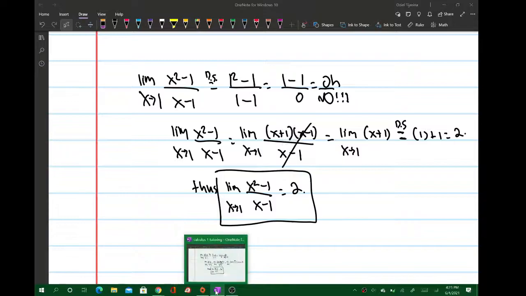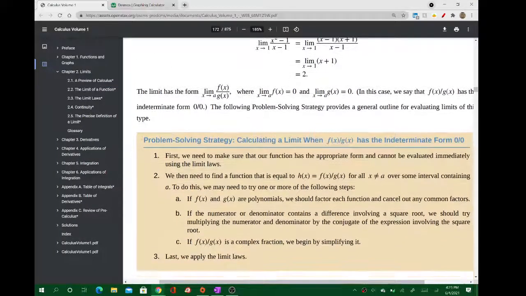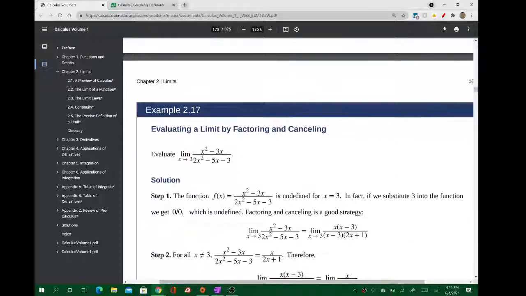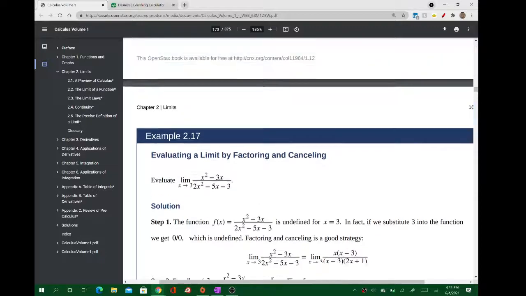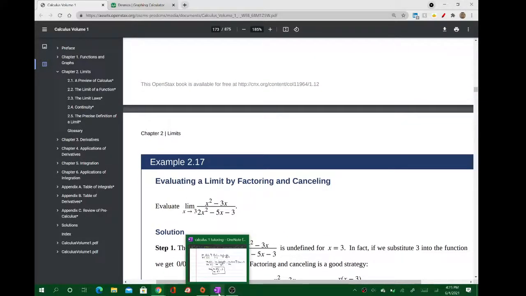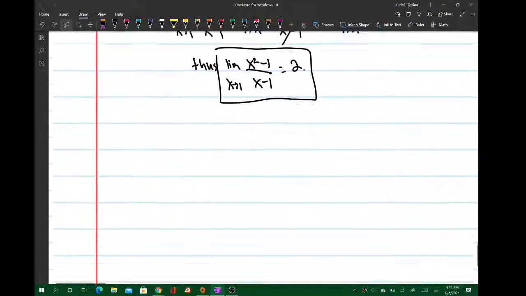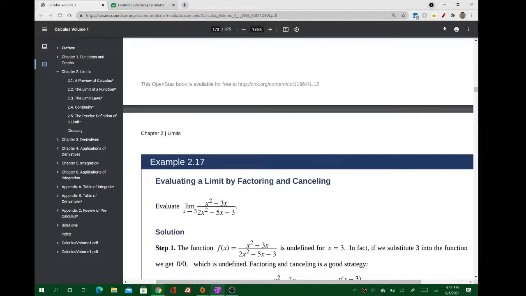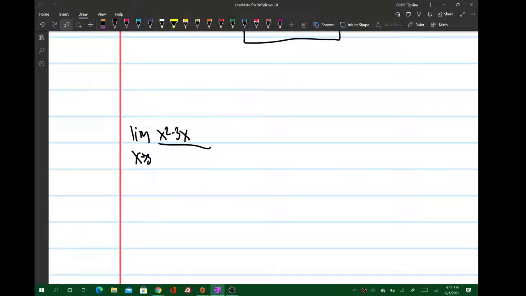Let me see. Give me one second. Let's do this one. The limit as x approaches 3 of x squared minus 3x over 2x squared minus 5x minus 3.